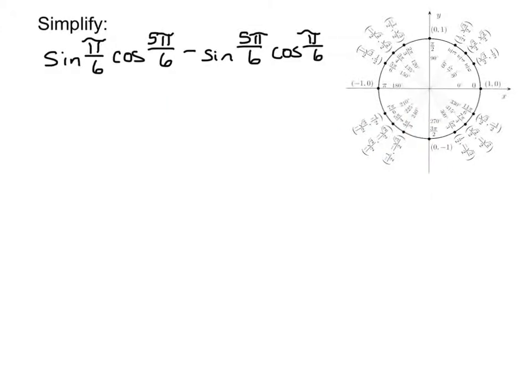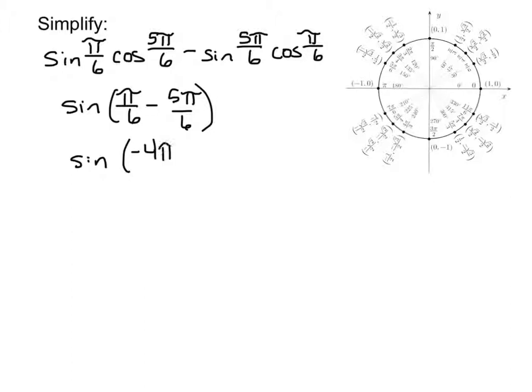Alright, here in this example we're going to use those formulas to work backwards. Okay? So here we have sine pi over 6 cosine 5 pi over 6 minus sine 5 pi over 6 cosine pi over 6. So I can see I've got sine cosine on each side. The angles swap, and there's a minus sign. So I know that this is a difference formula for sine. So this must be the sine of pi over 6 minus 5 pi over 6. Well, pi over 6 minus 5 pi over 6 is the sine of negative 4 pi over 6.